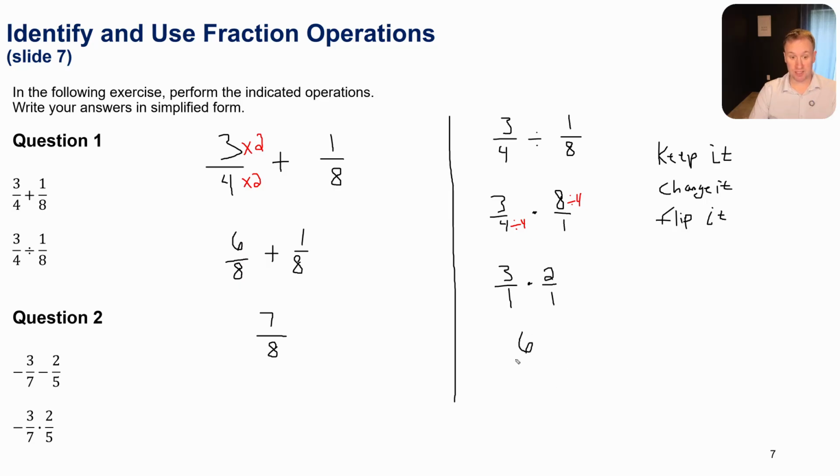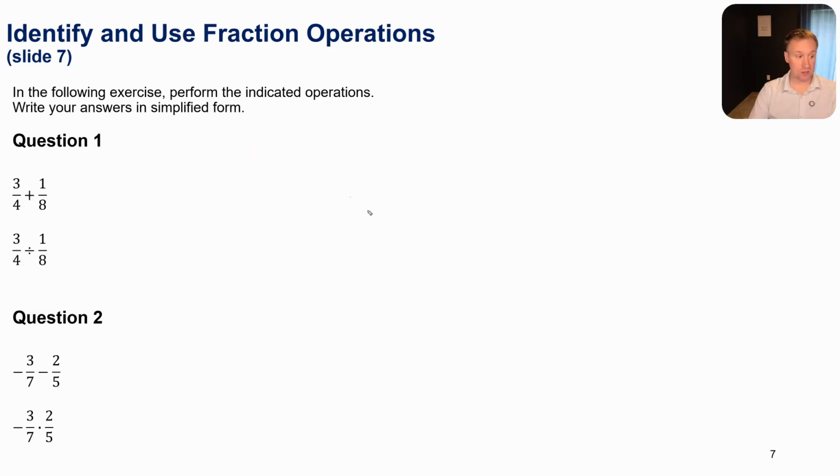Then I multiply my numerators. 3 times 2 is 6. I multiply my denominators. 1 times 1 is 1. And 6 divided by 1 is equal to 6. Okay, so that's question 1. You can see the difference between adding and dividing and where we end up. Let's look at question 2, which now is asking us to subtract and to multiply.